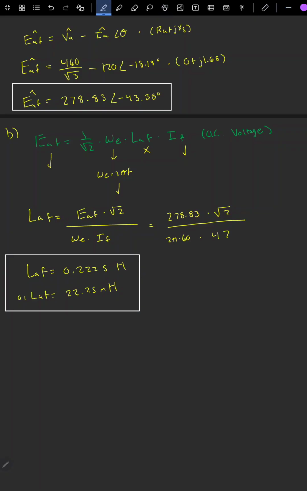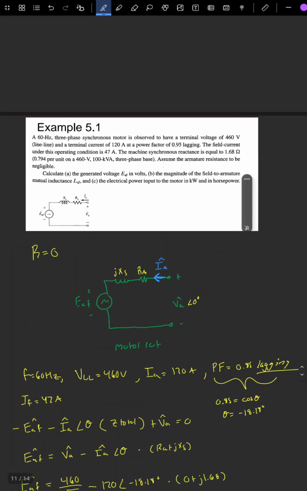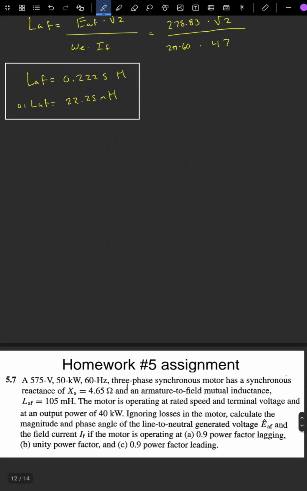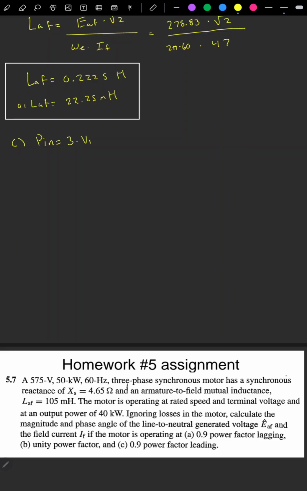All right, so that solves your second one. Now on to the third one. It says it wants the electrical power input to the motor in kilowatts and in horsepower. All right, so it just wants P in. I mean, simple, right? So we know that P in equals 3 multiplied by V phase times I times the power factor. We have everything for this now.